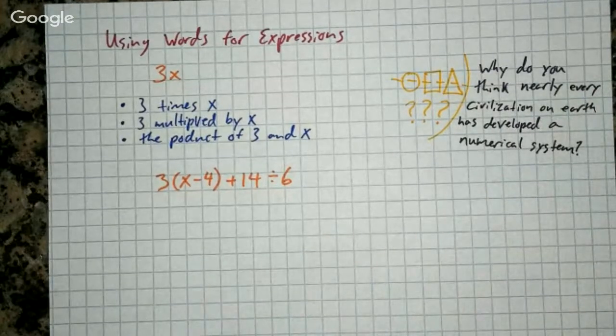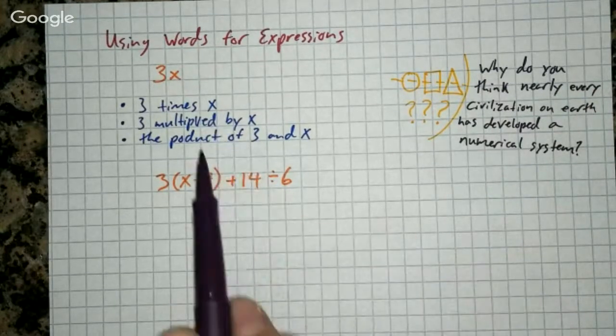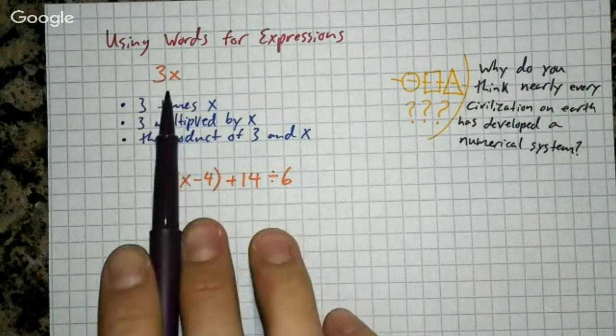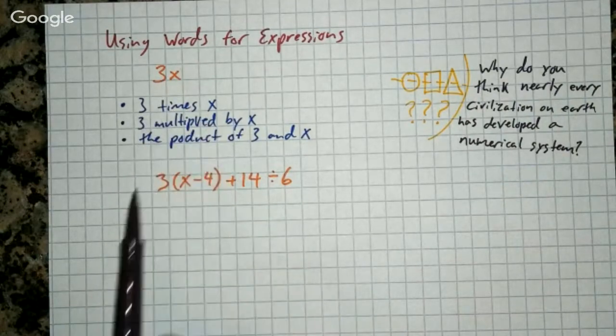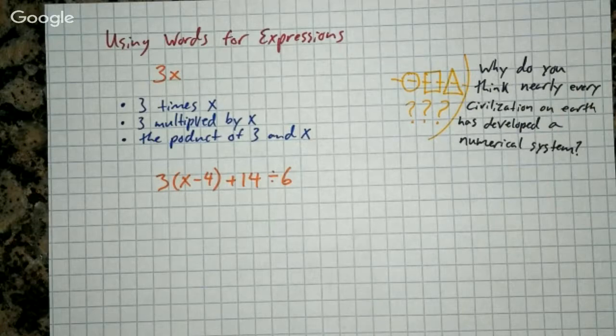Now, the unanswered question part of this is probably pretty simple, but if we look at this, 3x written out in words would be much longer. So why do you think almost every civilization on Earth developed a numerical system? This crosses over a little bit into social studies. We have our unanswered questions right there. So that's just something to think about as we're looking at how to use words for expressions.